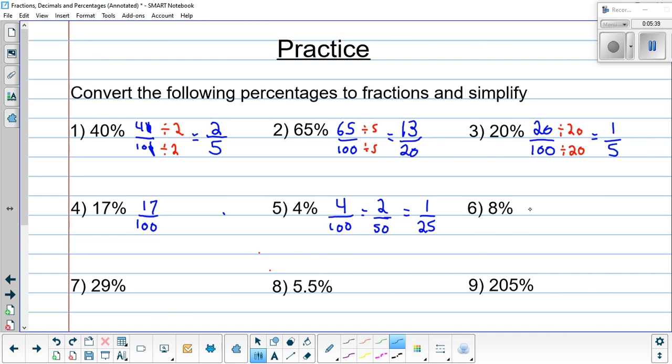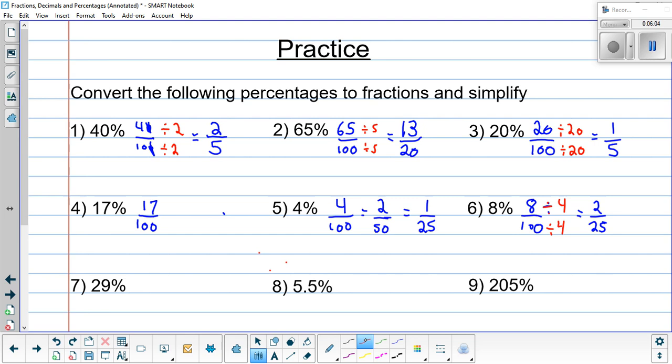Here we have our 8%, so 8 over 100. If I know that 4 fits into it, I'm just going to divide by 4. So sometimes you can use other questions to help you. I'm using the last question, knowing that I can divide by 4. And then I'm going to get 2 over 25, and I'm done.